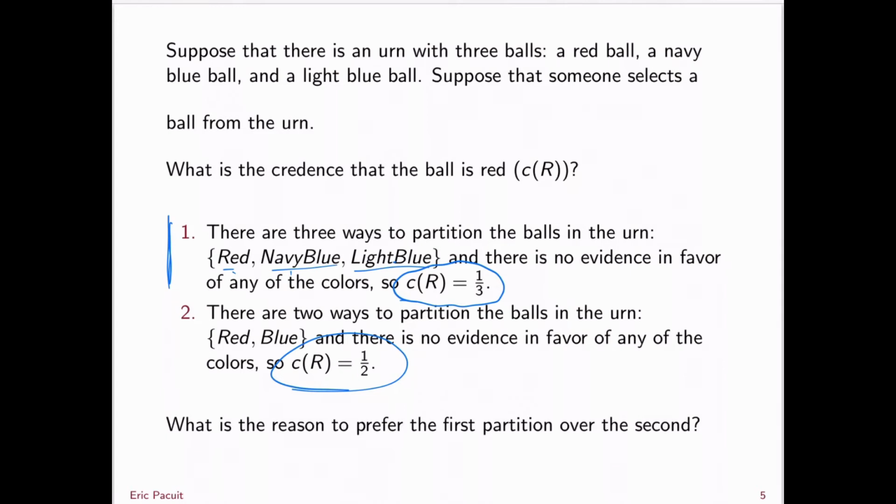So the general question, when you apply the principle of indifference, the question you have to answer is, what's the reason to prefer the first partition over the second? Most people, when answering this question, will say your credence ought to be 1/3. But if you say your credence ought to be 1/3, you have to tell me, why do you prefer this way of partitioning the balls as opposed to this way? What makes this one better than the second one?